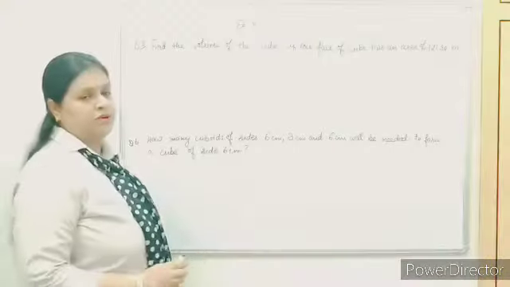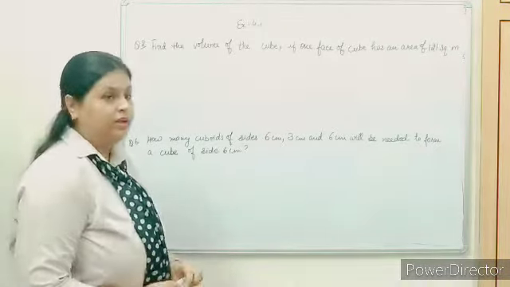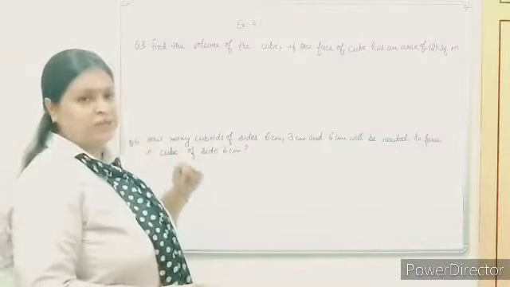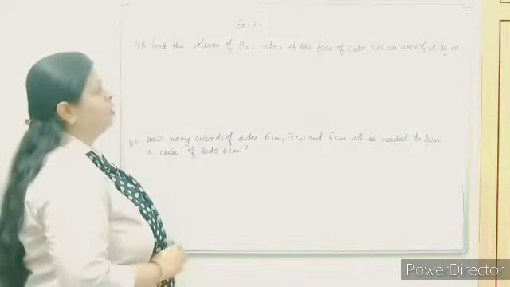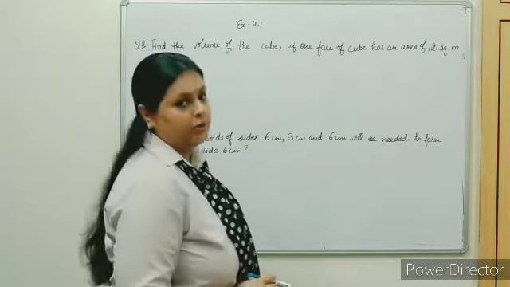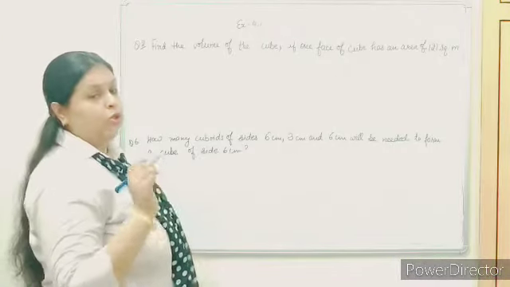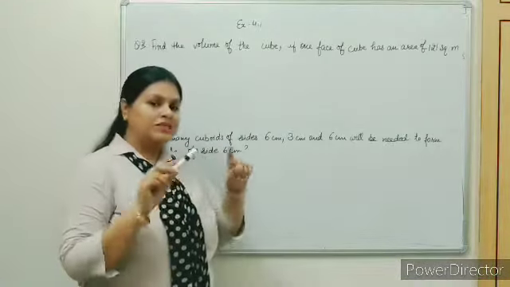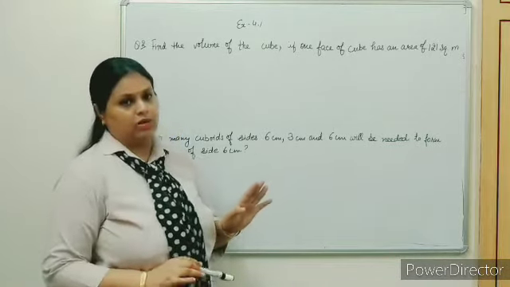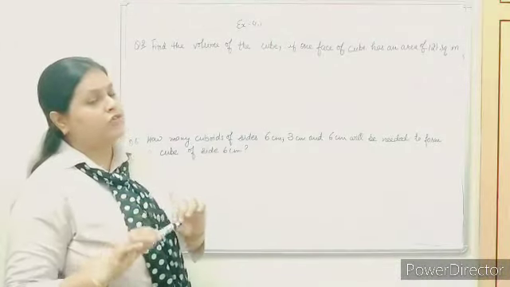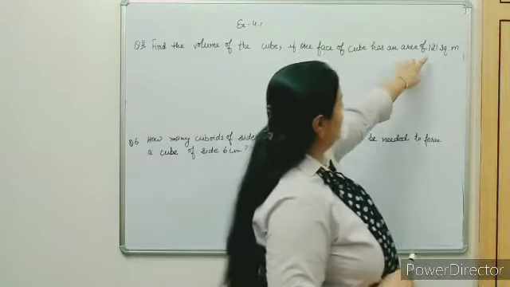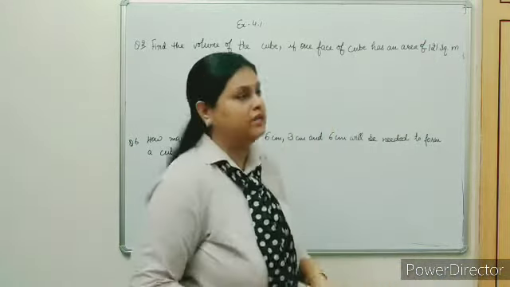Clear? Question number 2 of your exercise 4.1. I have skipped it earlier to solve the easier questions first, then we will come to the complex one. Question number 2. Find the volume of the cube if one face of the cube has an area of 121 square meter. You should know that a cube is a 3D shape. It has length, breadth and height. All three dimensions are equal and each face of a cube is a square. And one face of the cube has an area of 121 square meter.